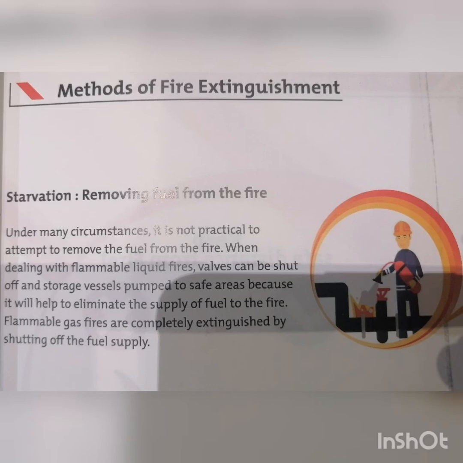Then, in using this fire extinguisher, you have to keep your distance from the fire. You have to keep distance. In my next topic, I'm going to talk about the portable fire extinguisher.